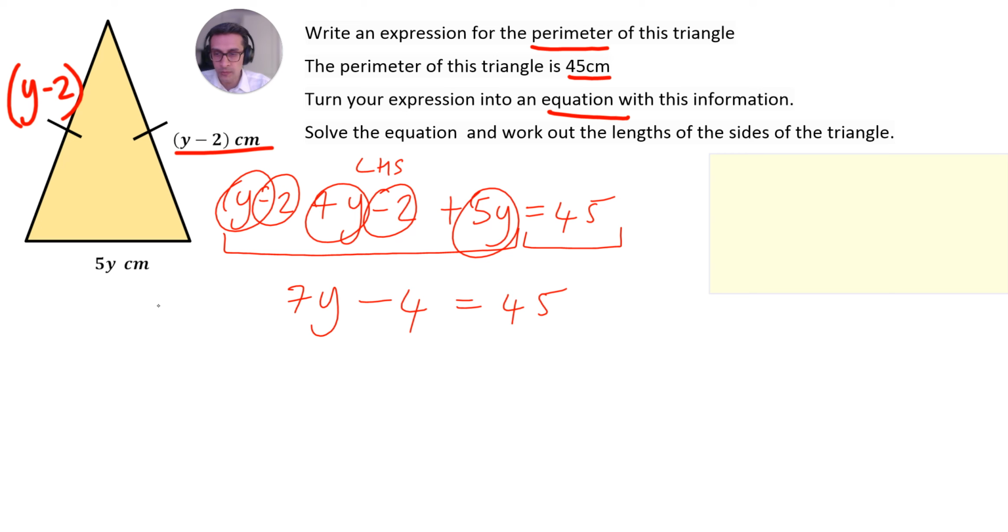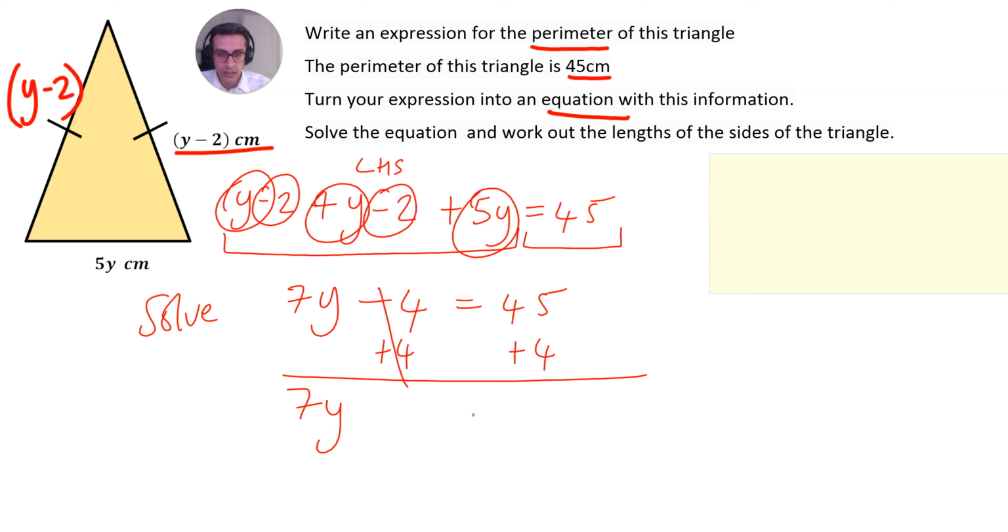So now we need to solve this. We're going to add 4 to both sides. So 7y, that's a zero pair, is equal to 45 plus 4, which is 49. And then we're going to divide by 7, divide by 7. So that tells us that y is equal to 49 divided by 7, which is 7.